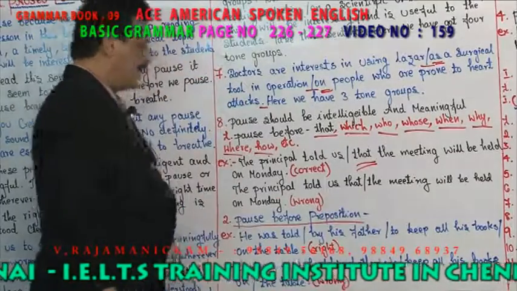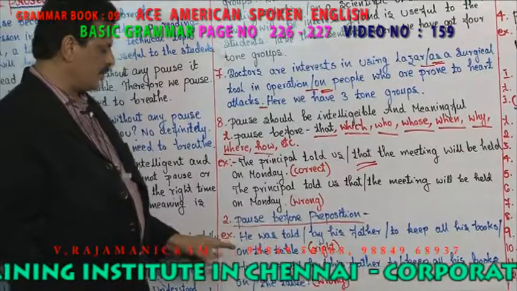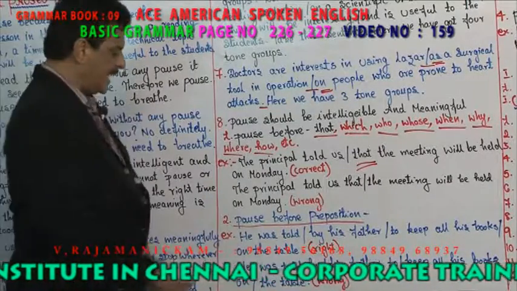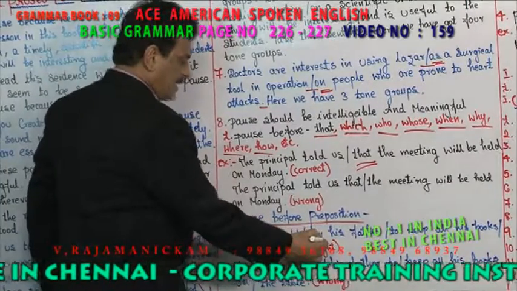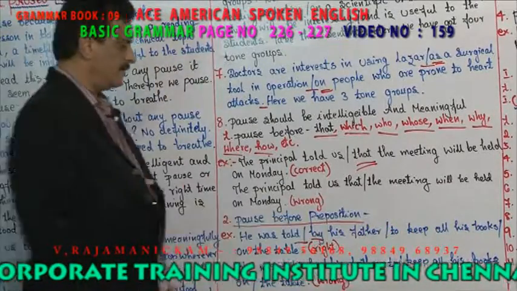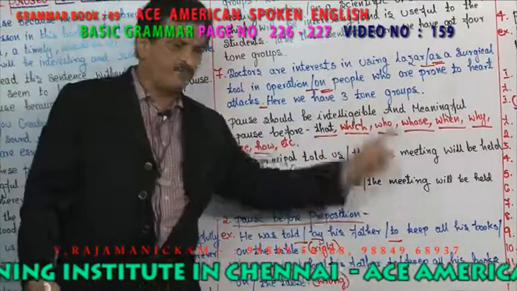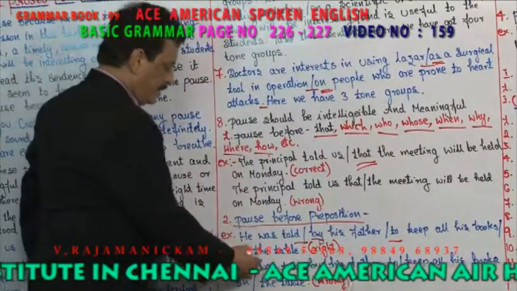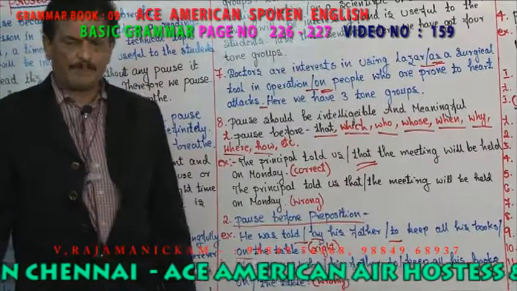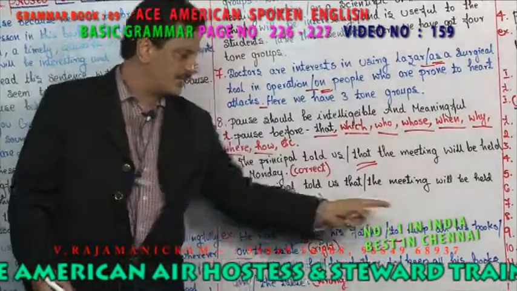For example, he was told by his father to keep all his books on the table. See, here is a pause. He was told. By is a preposition. You are pausing. He was told by his father. One pause, because preposition is there, to keep all his books. A pause. Then preposition on is there, on the table. So he was told by his father to keep all his books on the table.